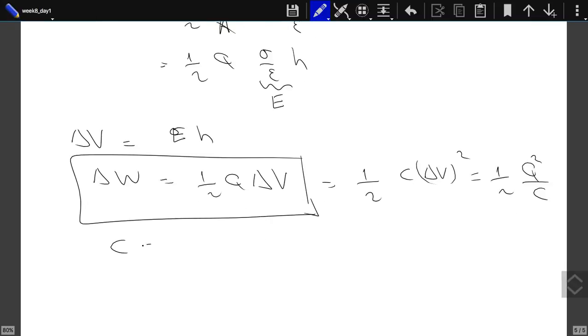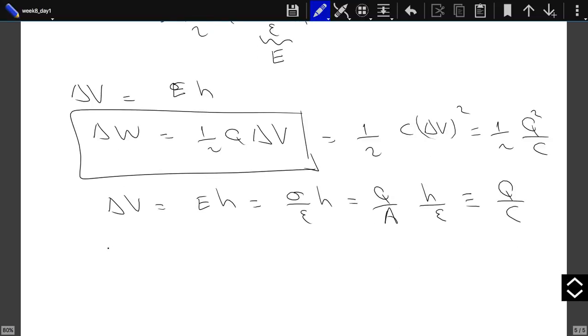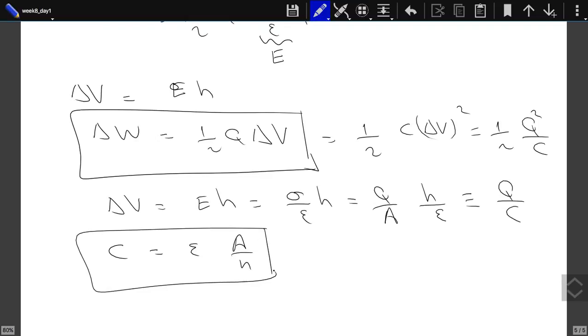Now, here C is just epsilon r, or let us derive it. Delta V is E times H. E is sigma over epsilon, times H. Sigma is Q over A, times H over epsilon. And this is, by definition of the capacitance, just Q over C. So C is equal to epsilon times A over H. This is the capacitance of my capacitor completely filled with a dielectric.